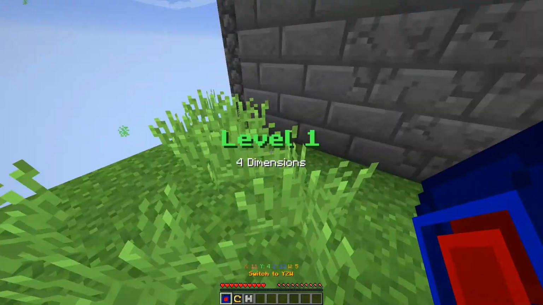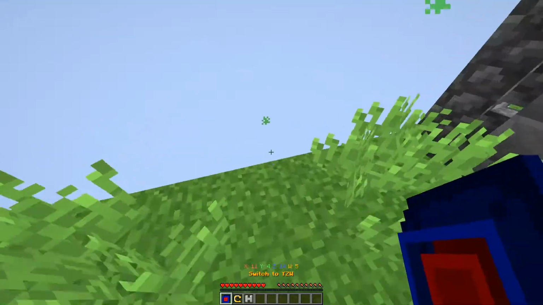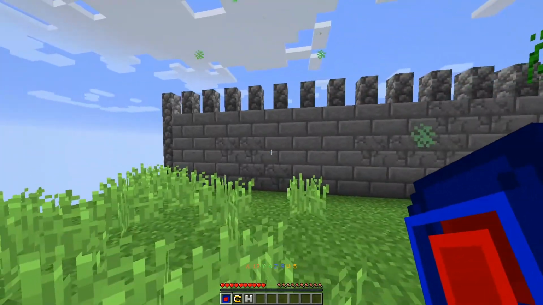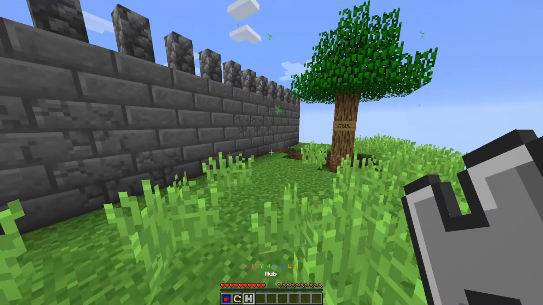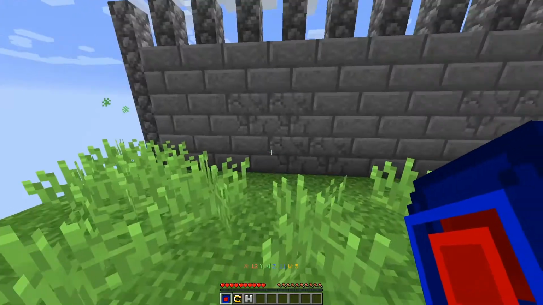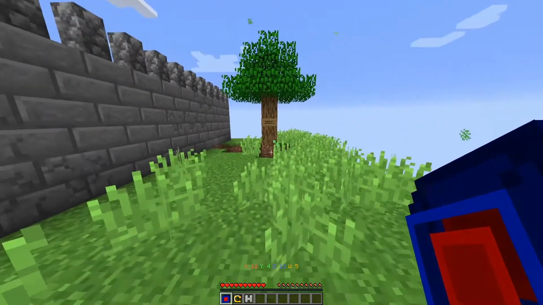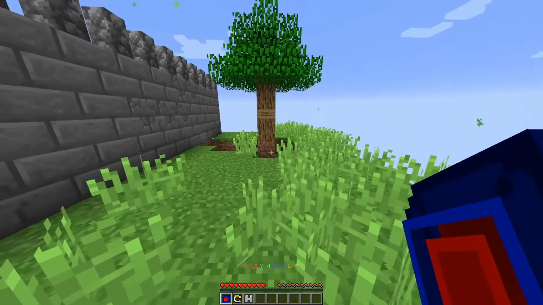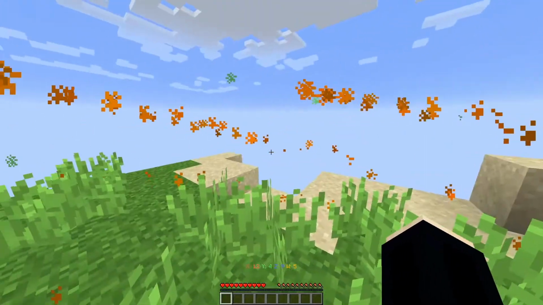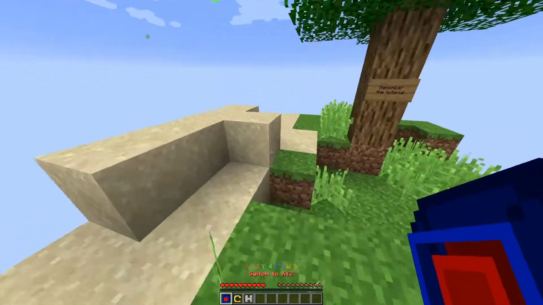Level 1, 4 dimensions. Ooh, okay. So, remember the tutorial. So, okay, so if I were walking on a two-dimensional plane, I could rotate like that. But now it's three-dimensional, so I'm not sure what would happen. Let me try using it here. Whoa! Hold on a second.